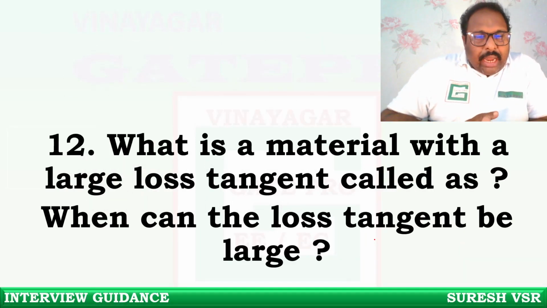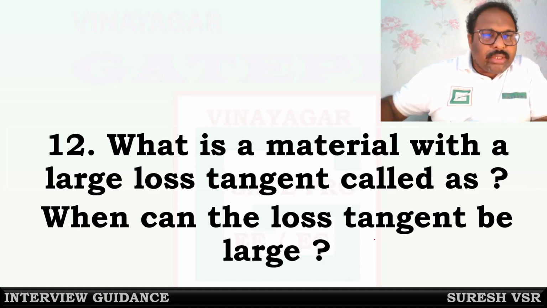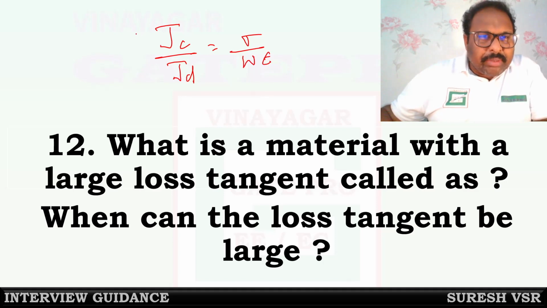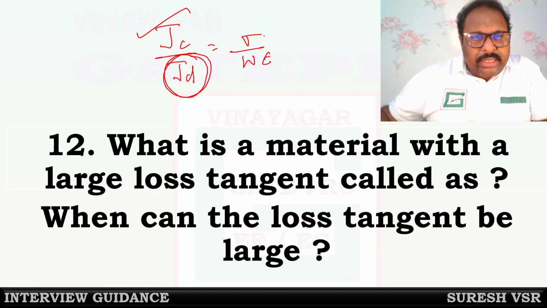What is a material with a large loss tangent called? What material is the one where the loss tangent is very high? I think it's a conductor. A conductor is the one which has a very large loss tangent. Because what is loss tangent? Loss tangent is the ratio of J_C by J_D. It is sigma by omega epsilon. So obviously a conductor has a large conduction current, so its displacement current is nearly zero. An electromagnetic wave cannot travel in a good conductor. So loss tangent is very high for a conductor because electromagnetic waves cannot travel in it.